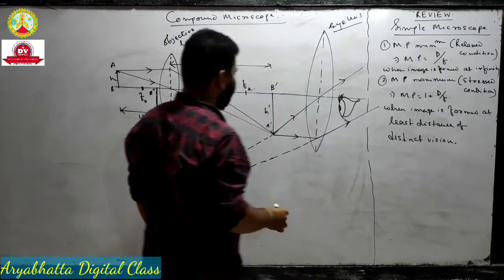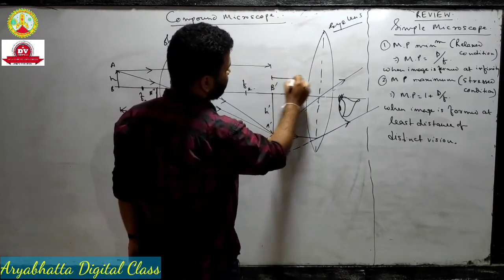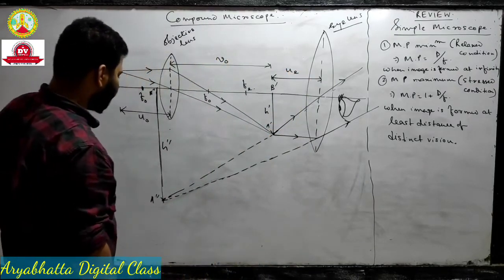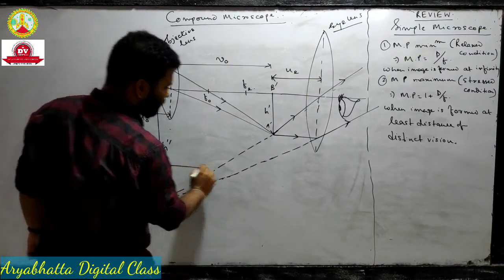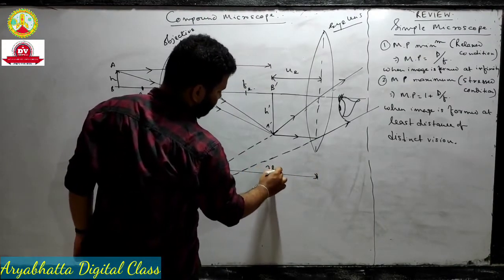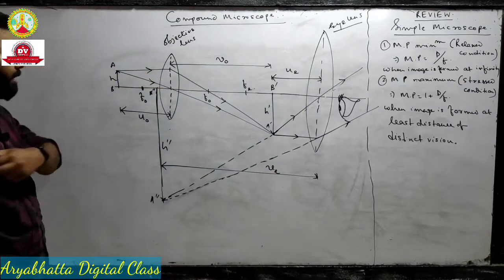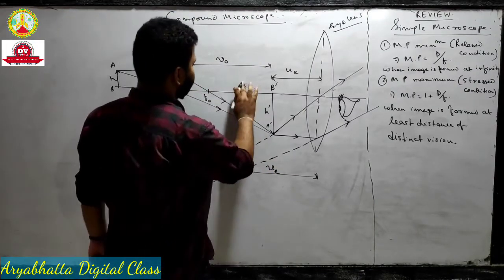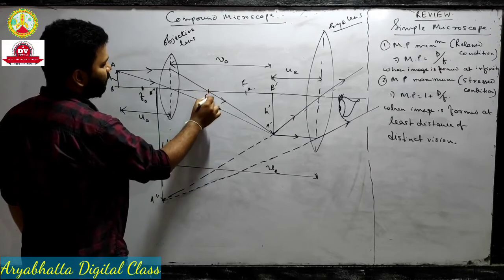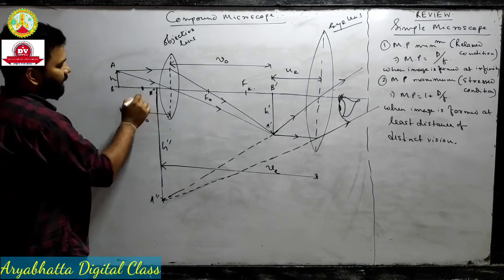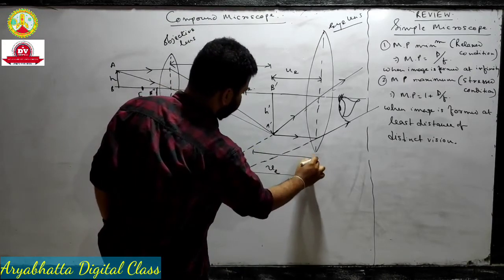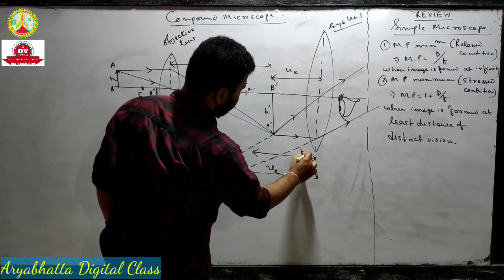This is the position of the eye. From this to this is the object distance for the eyepiece, and from this position to this position is the image distance for the eyepiece. Okay, this is the focal length. This one is, suppose, FE focus. This one is also, suppose, FO. So this distance from this to this is your focal length of the eyepiece.